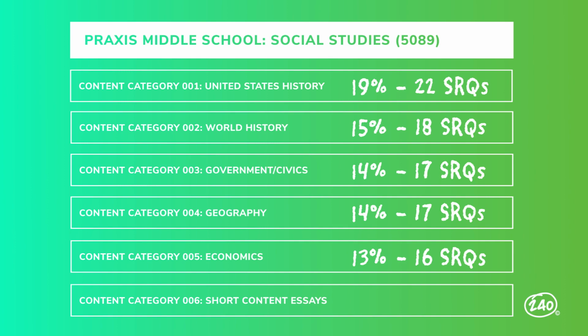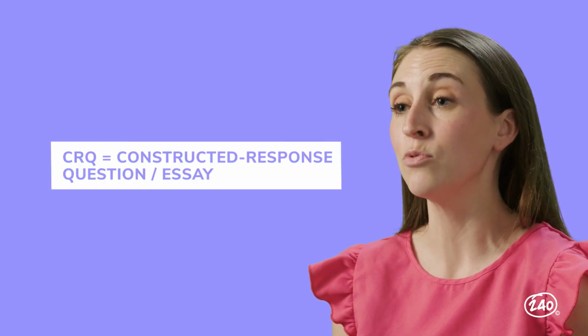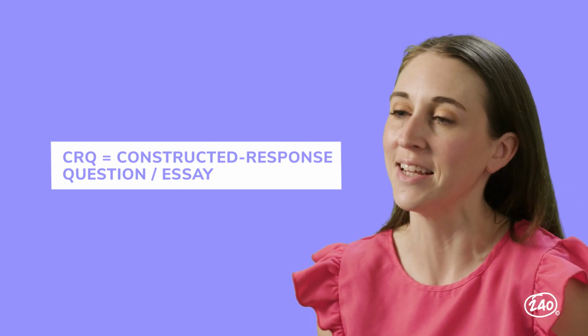Now, Category 6 is a little different. It accounts for 25% of the exam and is comprised of 3 CRQs. A CRQ is a constructed response question, which is like an essay. For this exam, you'll write 3 short content essays related to the first 5 categories. We'll go over these in more detail, as well as providing tips for tackling them after we go through categories 1 through 5. Let's get started on that, shall we?